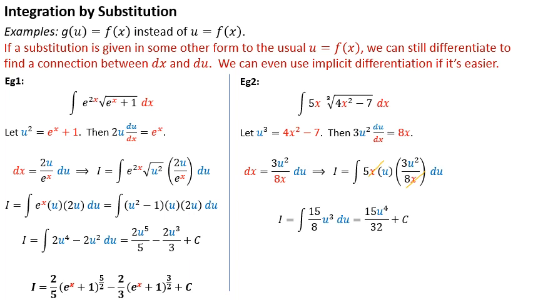15/8 we can hang on to, and then u cubed becomes u to the 4/4. And then when we combine with the 15/8, we end up with 15u to the 4/32. At the very end, we just substitute back that (4x squared minus 7) to the power of a third, because u cubed equals 4x squared minus 7. So we need the cube root of that if we want u itself. Simplest way is to put it directly in there and have a power of 4/3. And we're done.